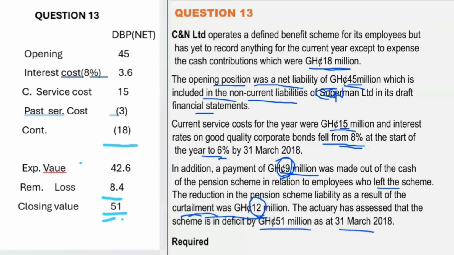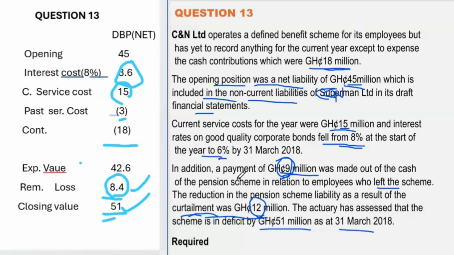So in our statement of financial position, we will have this 3.6 as interest expense. Then we have service cost here, which is the net of the 3. So you can just net it off and record 12 as your service cost in the P&L. Then the remeasurement loss of what? 8.4 in OCI, and then the 51 statement of financial position liability.